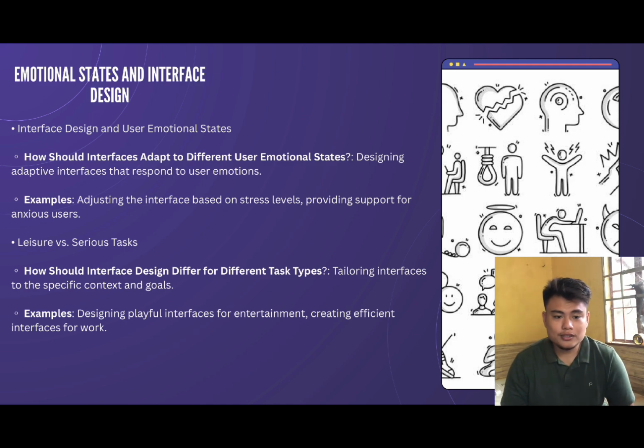Leisure versus serious tasks. How should interface design differ for different task types? Tailoring interfaces to the specific context and goals. For leisure tasks, the interface can be playful, colorful, and exploratory. In serious tasks, interfaces should prioritize efficiency, clarity, and reliability. Examples are designing playful interfaces for entertainment and creating efficient interfaces for work.